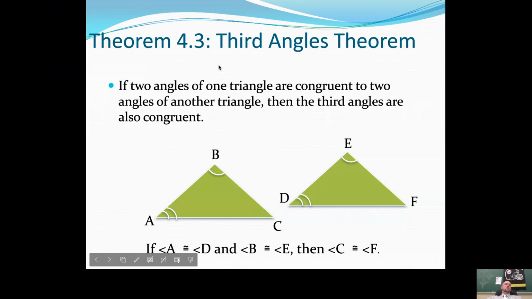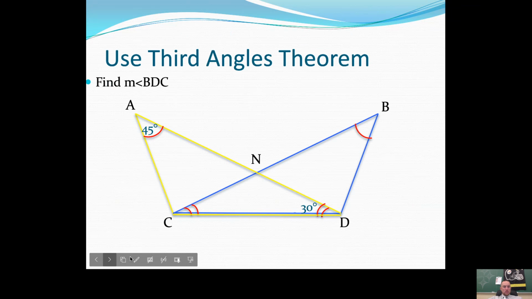This is the second part of our lesson on section 4.2. We talked about the third angles theorem last video, where if you have two pairs of congruent angles in a pair of triangles, you know that the third pair of angles must be congruent as well, even if you don't know their measures. So we're going to use that third angles theorem to find the measure of angle BDC.